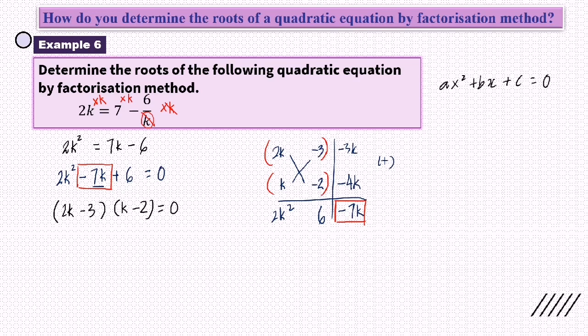Also, you can use the calculator method to obtain the answer, but I'm not going to show it now. Okay, I just use the manual method. Okay, 2k minus 3 equals 0, or k minus 2 equals 0. 2k equals 3 and k equals 3 over 2, or k equals 2.